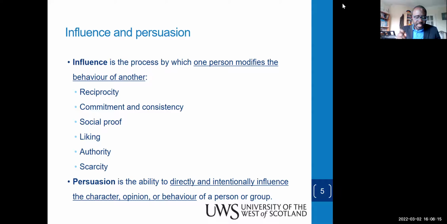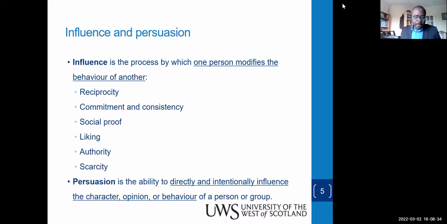Commitment and consistency says that as humans, we desire consistency and we don't like to be seen to be changing our minds. Okay. So we may be influenced to follow through with our support for something if we had shown some partial interest in it in the past.